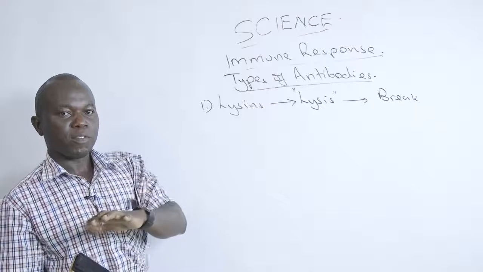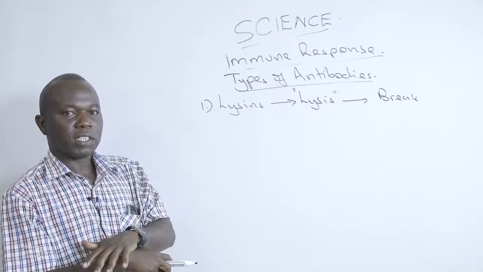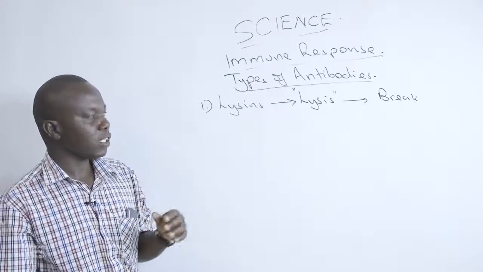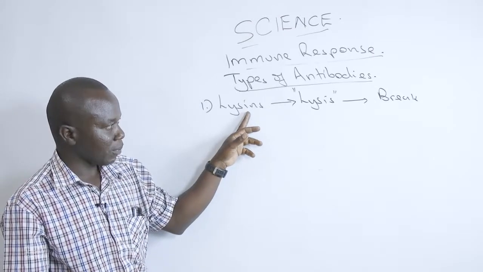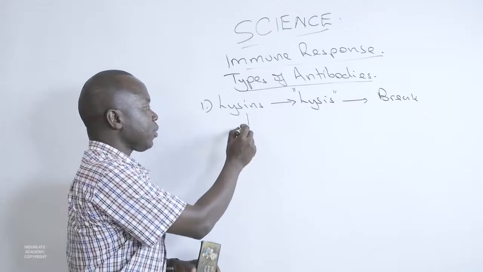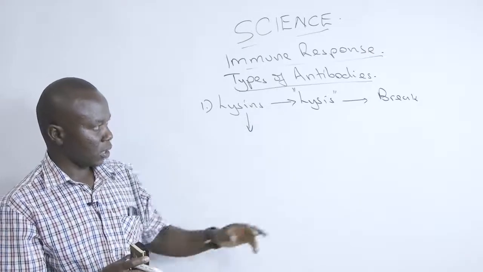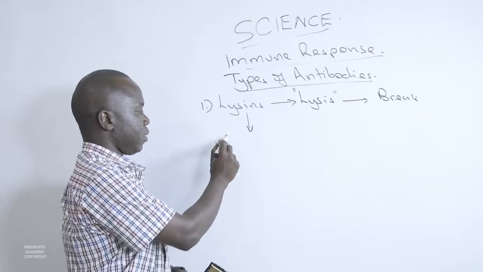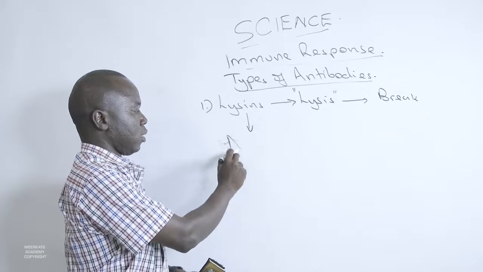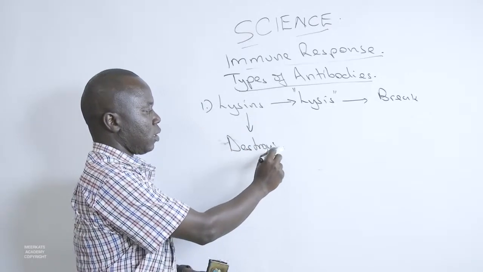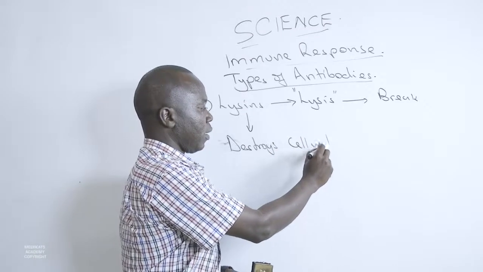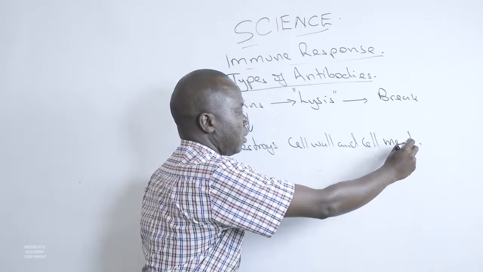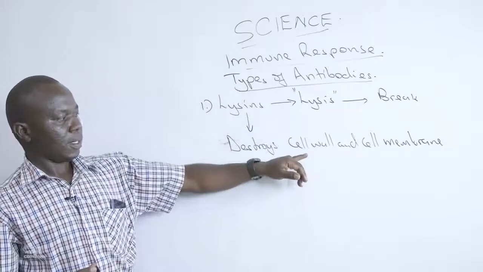After macrophages have engulfed and recognized the structure of the pathogen, they have now used the information to produce antibodies. The antibody could be the lysin. Once the lysin has been produced, it usually breaks or destroys the cell wall and cell membrane.